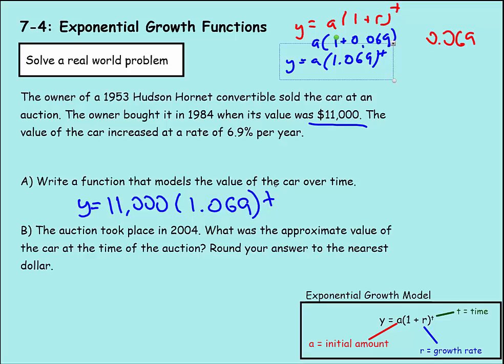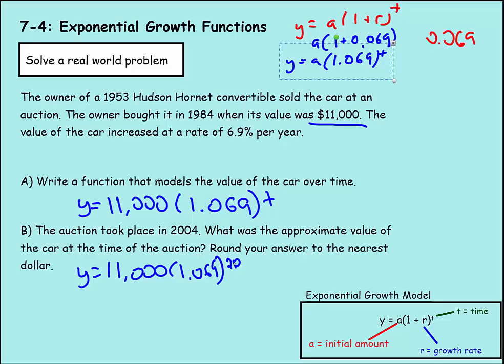It says the auction took place in 2004. What was the approximate value of the car at the time of the auction? It says round your answer to the nearest dollar. Well, how long was it since he bought it? 2004 and 1984, that's 20 years. So we can replace that t with 20. 11,000 times 1.069 to the 20th power.